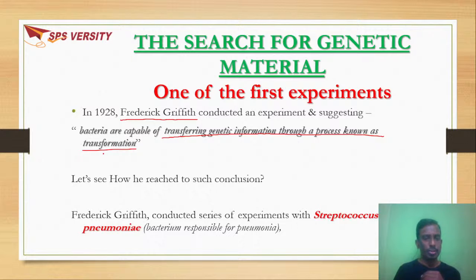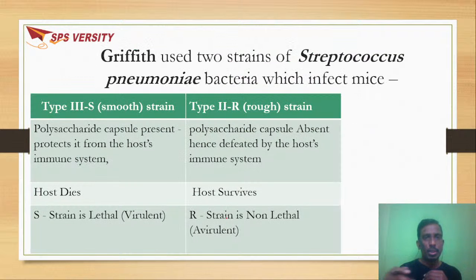So how did he reach this conclusion? For his experiments, he took the bacteria Streptococcus pneumoniae, which causes pneumonia. Griffith used two strains of Streptococcus pneumoniae: one is the smooth strain, and the other is the rough strain.